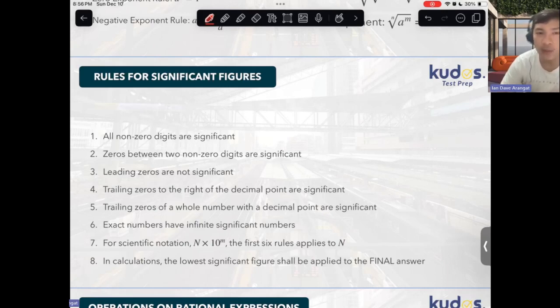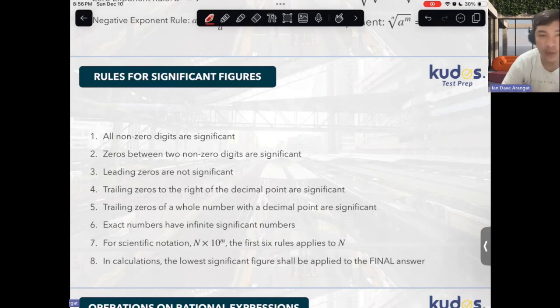Trailing zeros to the right of a decimal point are significant. Trailing zeros of a whole number with a decimal point are significant. Exact numbers have infinite significant numbers. So number 6 is more on constants, like Avogadro's constant.